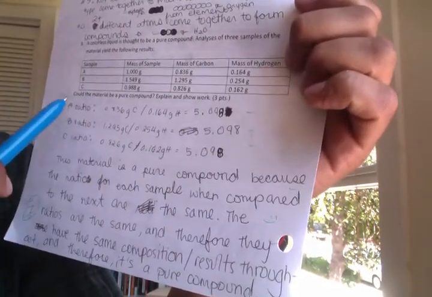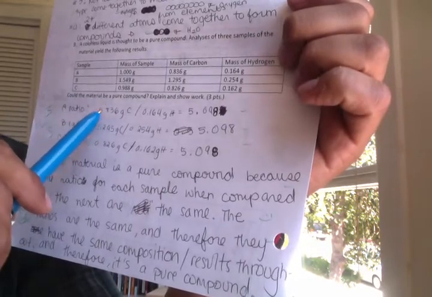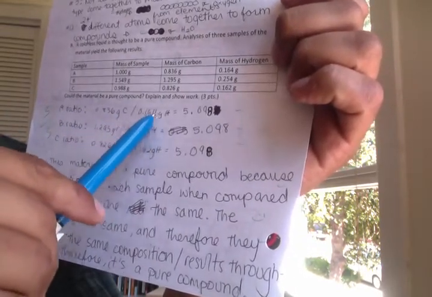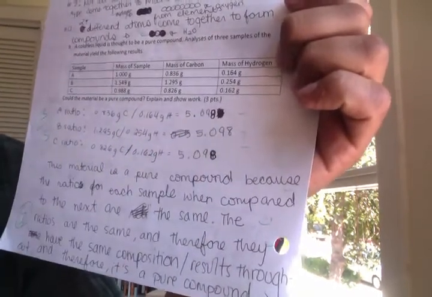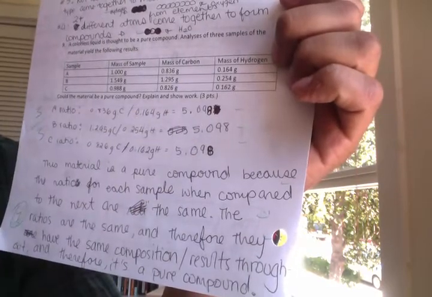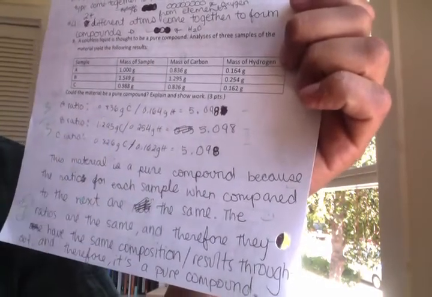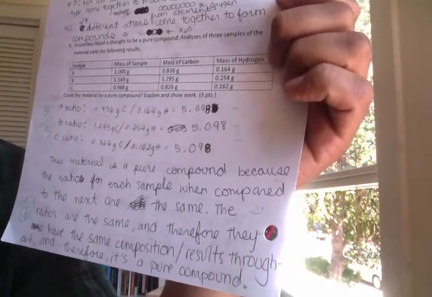But let's see. This person knew that trick, and they have the ratios of A, B, and C, and they have the grams of carbon to the grams of hydrogen for each one. And they found that they're about the same. So if the ratios of the carbon to hydrogen are about the same, then it's a pure compound. And I picked this particular one because I thought this explanation was pretty clear.